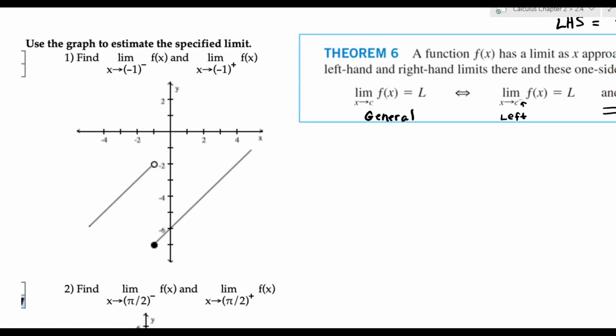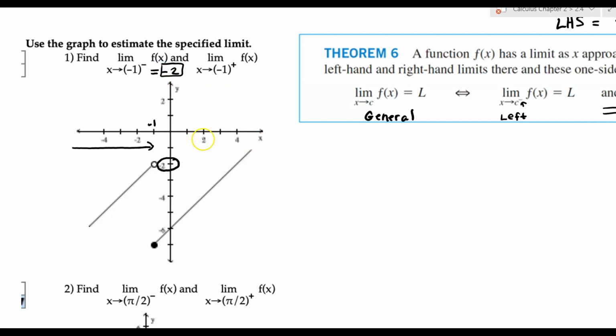It says we were given some function f of x that's graphed here on number 1, and they want us to look at -1. So I'm going to take a look at -1. And where is -1? -1 is right here. Let me go ahead and follow this. As I'm coming towards -1 from the left, my left-hand side is approaching this number -2. So the left-hand limit here would be -2.